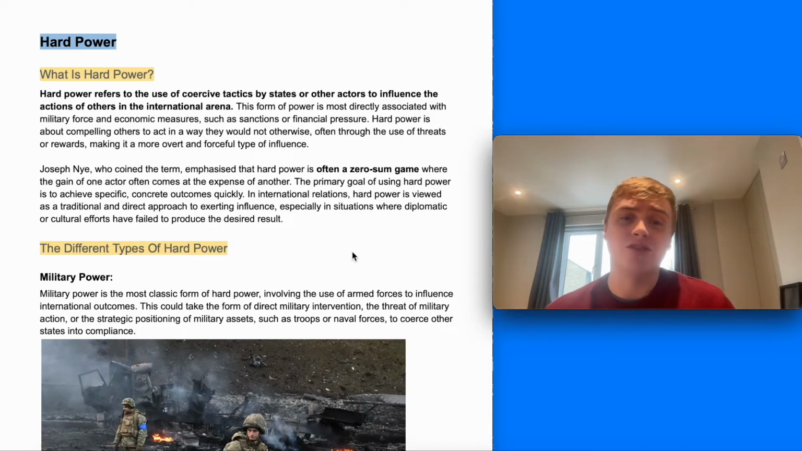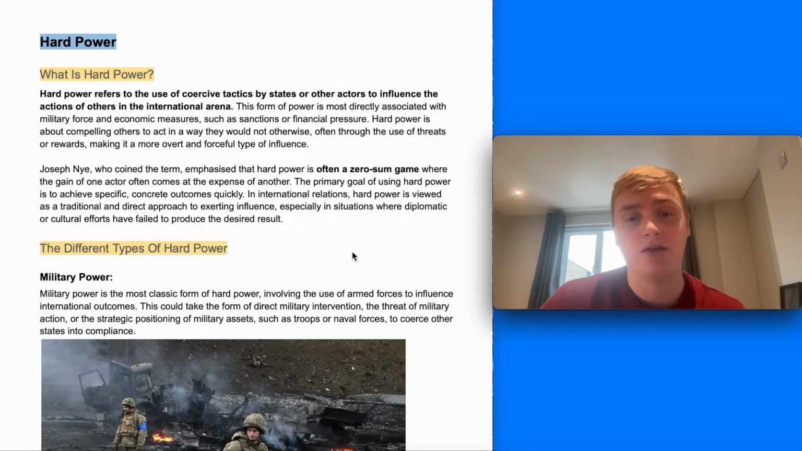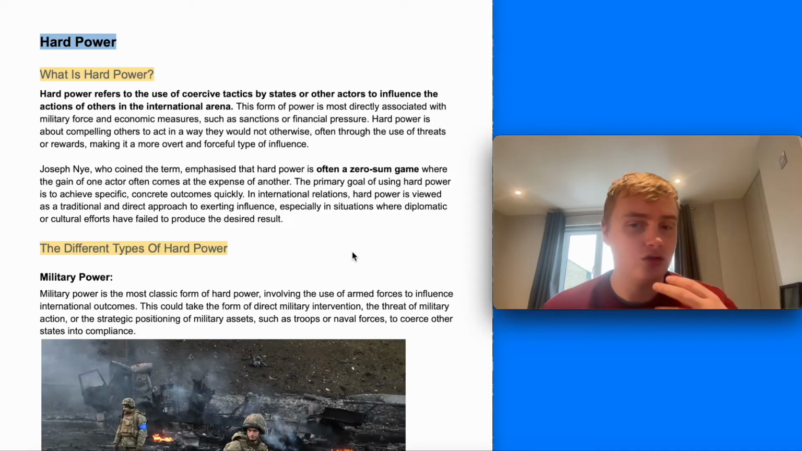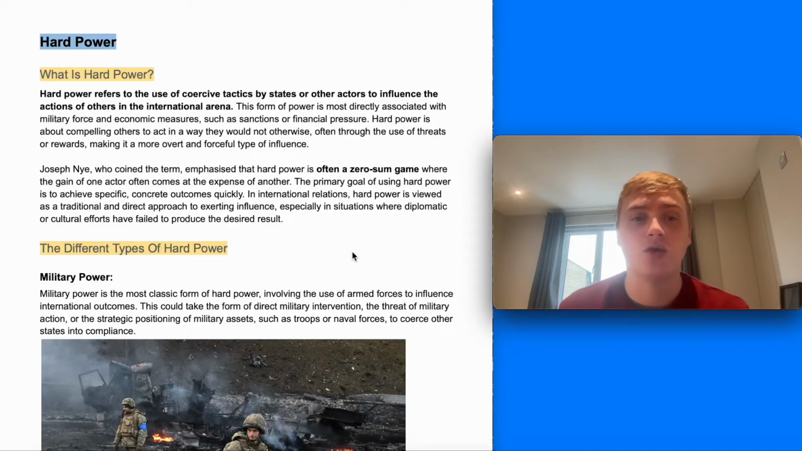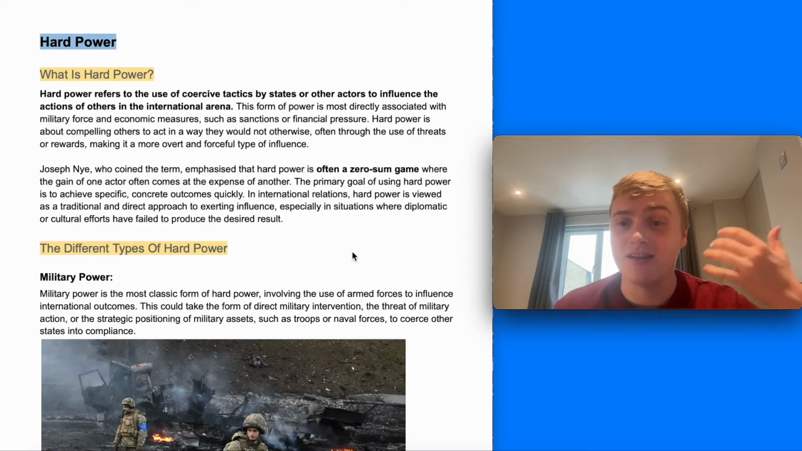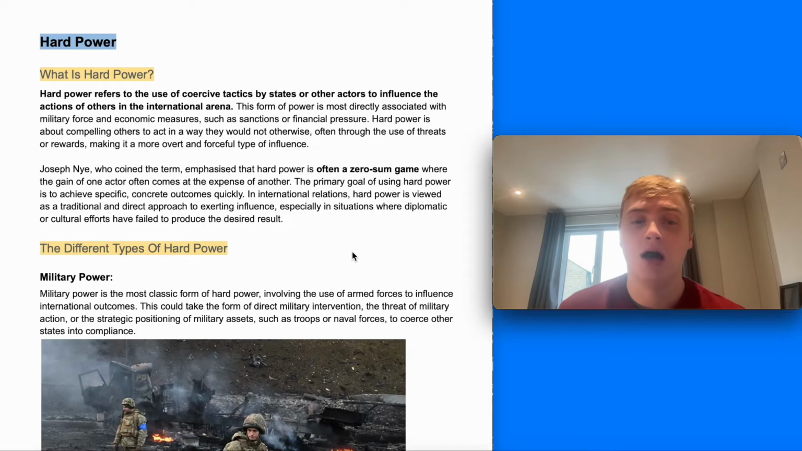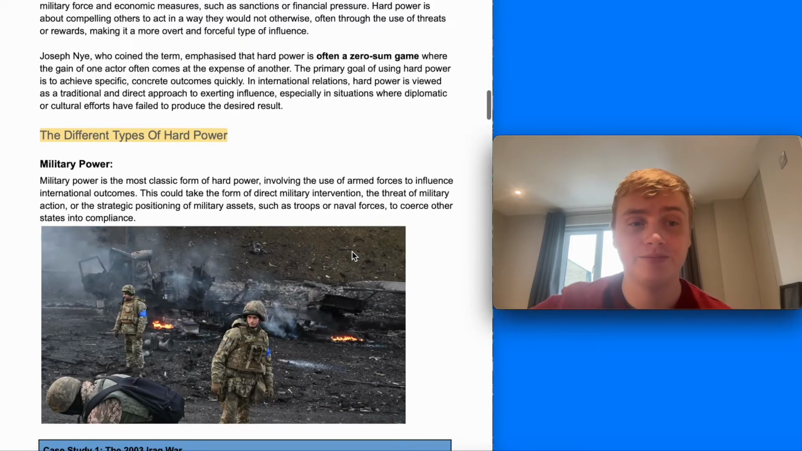Joseph Nye emphasised that hard power is often a zero-sum game. And that means that the gain of one actor comes at the expense of another actor. So if I'm using hard power to force a state to do something, they're often losing and I'm winning what they're losing, effectively, rather than both of us winning or both of us losing. Crucially, the use of hard power is often to achieve very specific, concrete goals quickly. And it's seen in international relations as the oldest form of power, effectively. It's a traditional and direct approach to asserting influence, especially when soft power hasn't been effective.